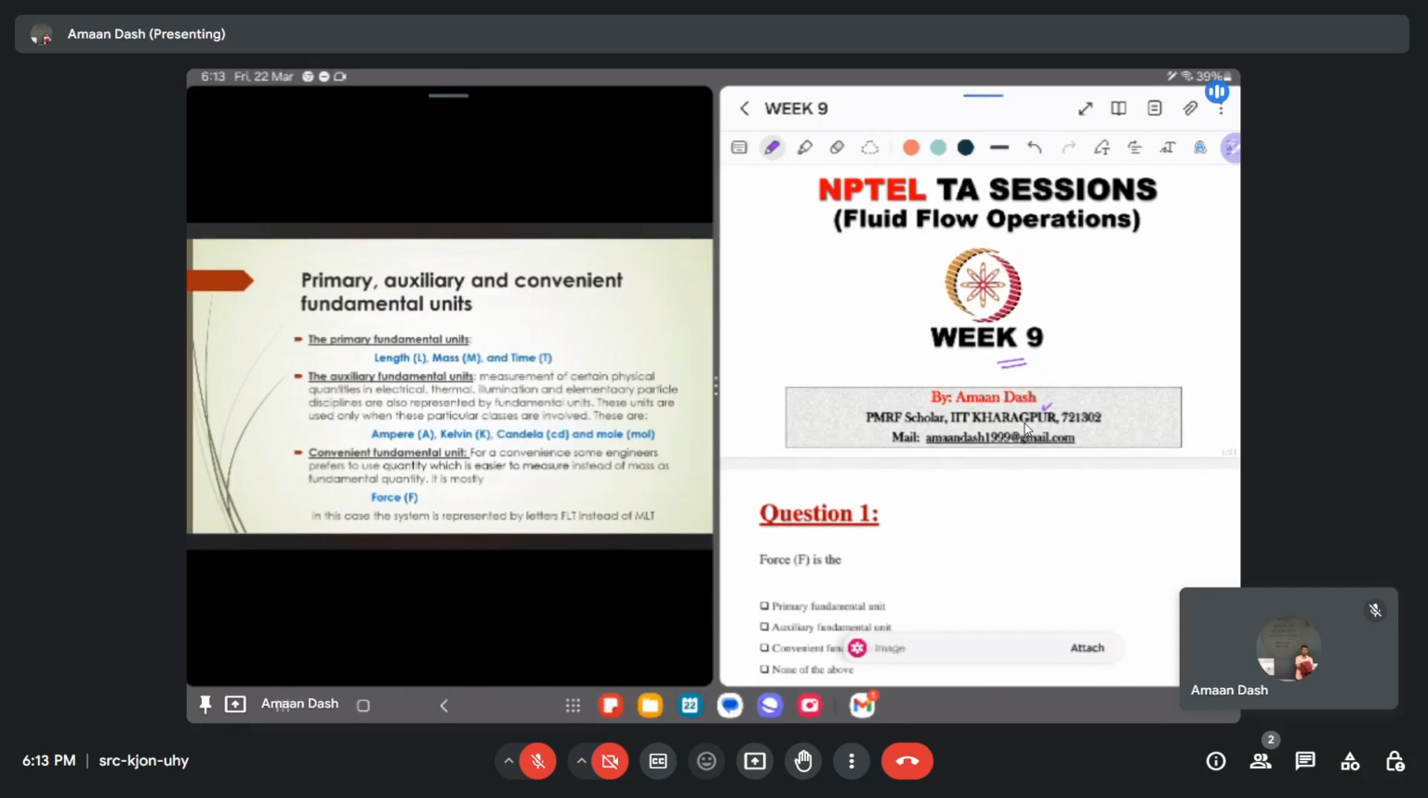Sometimes some engineers also prefer to use quantities which are easier to measure. Like mass is something that is not very easy to measure. Rather, we measure weight, which is nothing but force. So it is called a convenient fundamental unit, but it's not actually a fundamental unit.